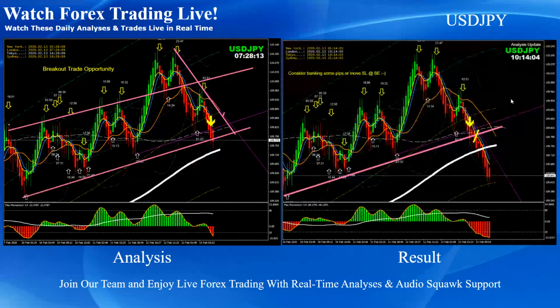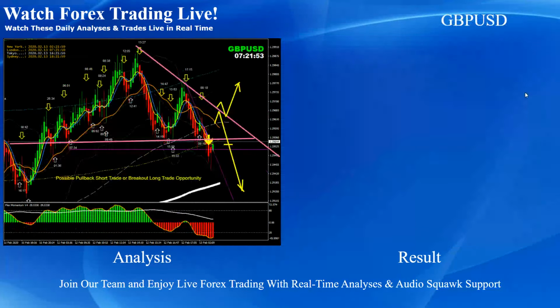Dollar yen, pretty straightforward. This was the London morning session analysis. As you can see, we had this pullback short trade, banked some profit, and we announced another, because if you look at the bottom, the momentum was developing bearish, and price nicely broke and hit the first target. Beautiful short trade breakout on dollar yen.